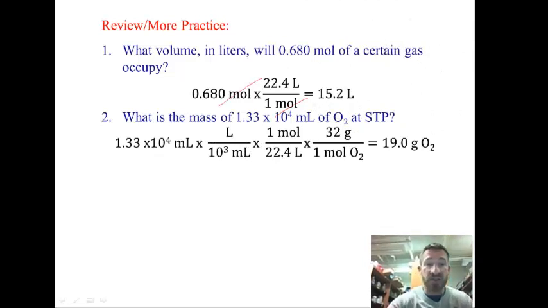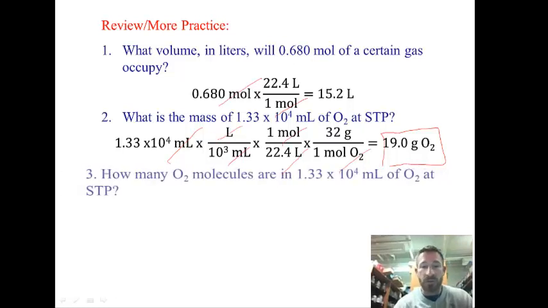I first changed milliliters to liters. Then I knew that 1 mole is 22.4 liters, and I canceled out the liters. And then I wanted to change moles to grams. Since oxygen is diatomic, I said 1 mole of O2, but I used double the molar mass of O, which is 16, to get 32. To get my final answer, you would take 1.33 times 10 to the 4th, divide by 1,000, divide by 22.4, and then multiply by 32, and that gives you your final answer of 19.0 grams of O2.